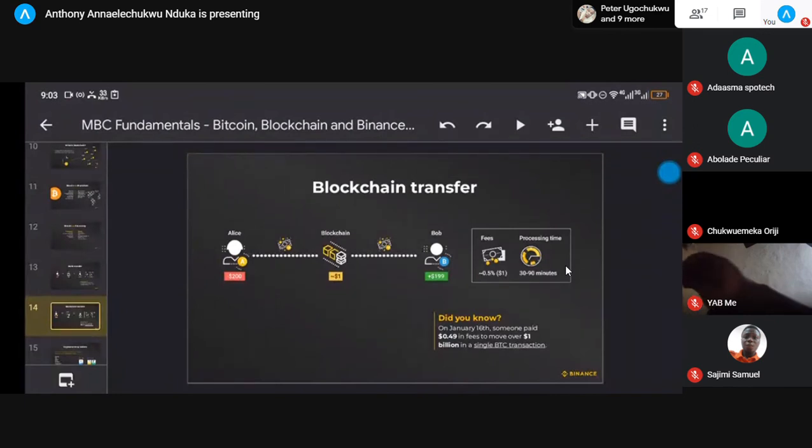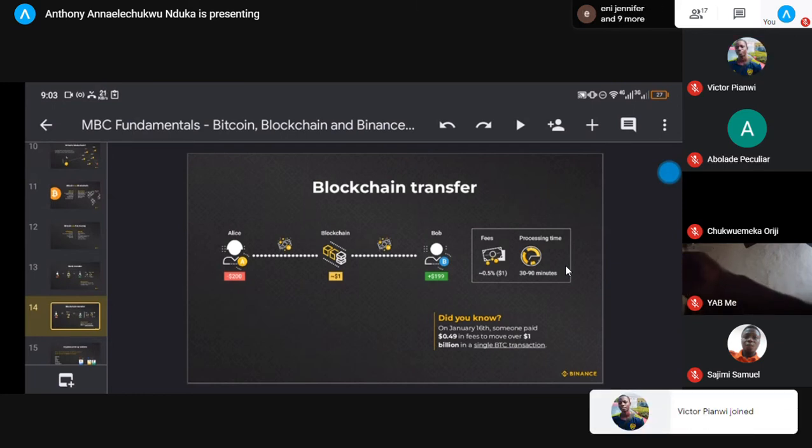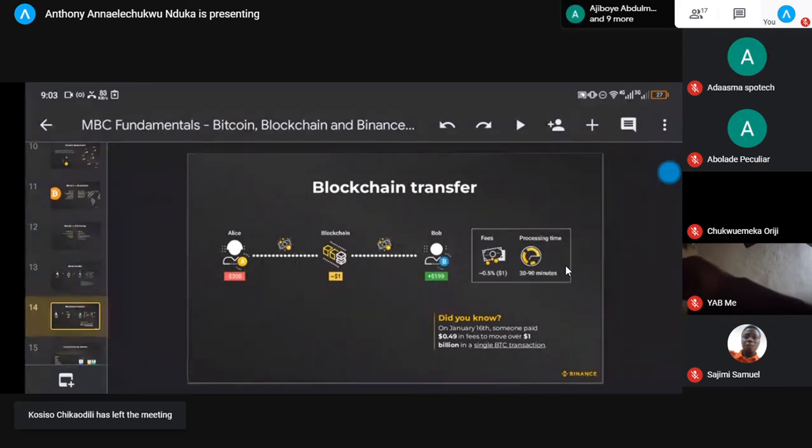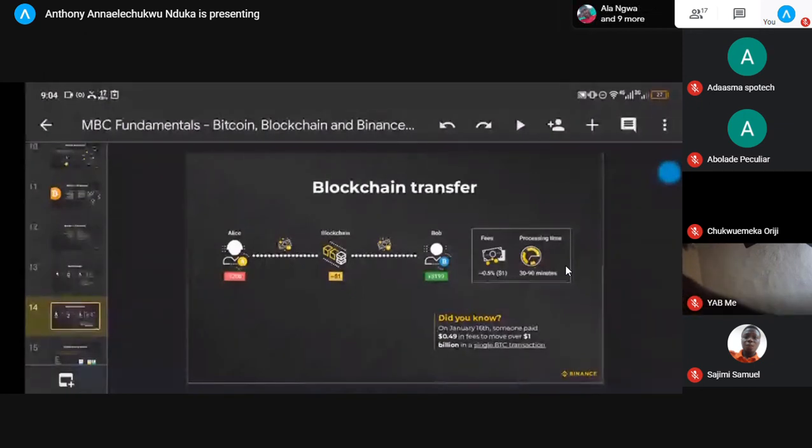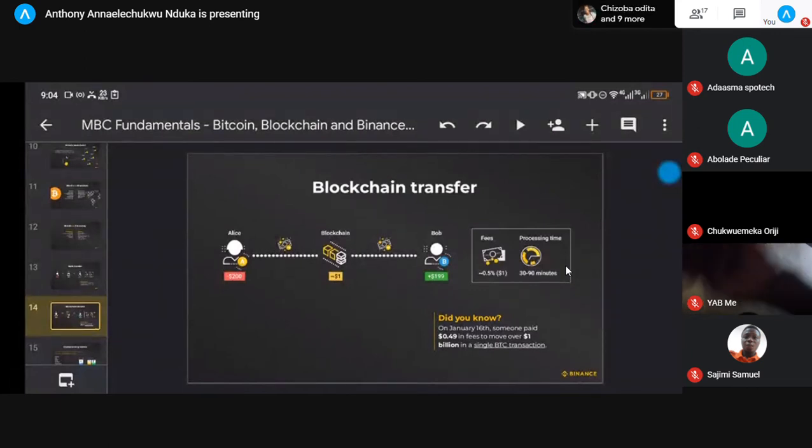And if Bob is going to receive it, Bob is going to receive almost equal value of what he is sending, which is about $199. Now the processing time is from 30 to 90 minutes, not more than 2 hours. This is the sweetness of blockchain transfer. You can send money to anywhere in the world, and it will go directly, exactly, and in no time.